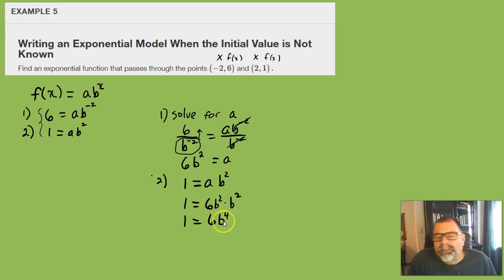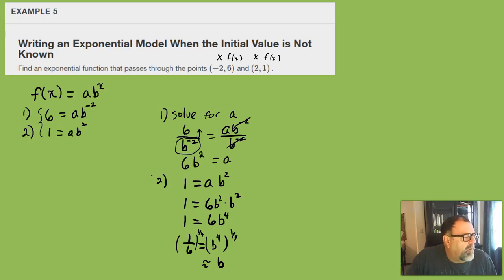I hate when there's 6's and b's because my b's and 6's tend to look alike. So you just got to make sure you know the difference. We're going to solve for b, so divide by 6. And then you're going to raise both sides to the 1/4 power. So b, 4 times 1/4 is b to the 1, so that's b. And then we get out our calculator, 1/6 to the 1/4.